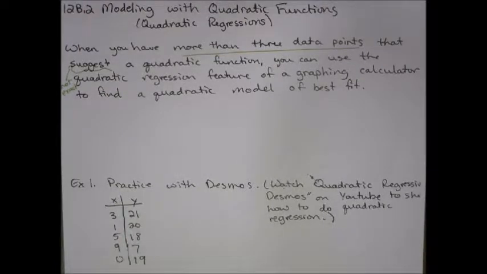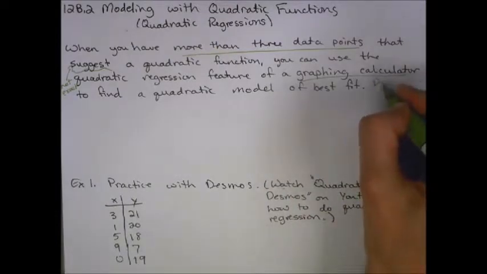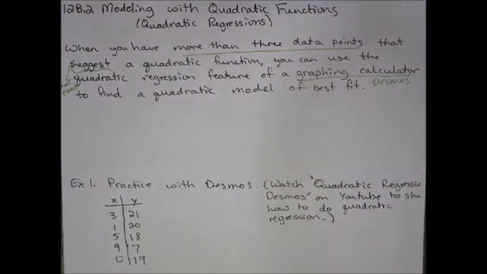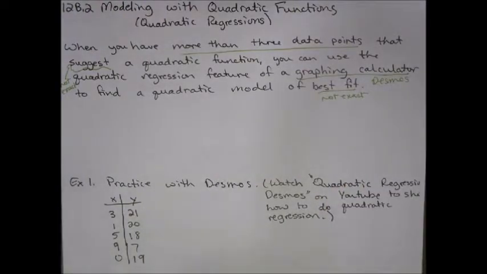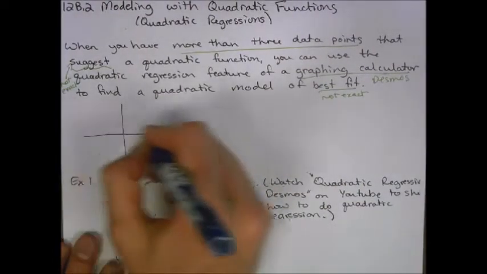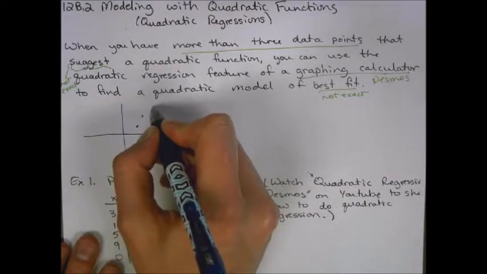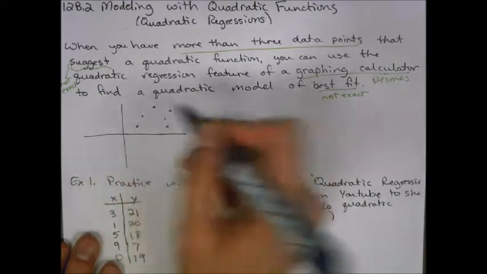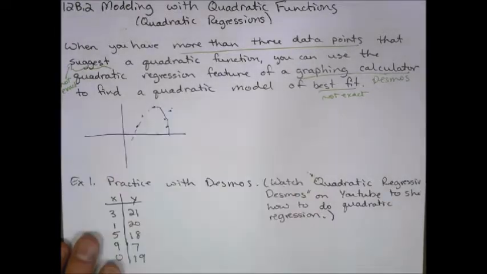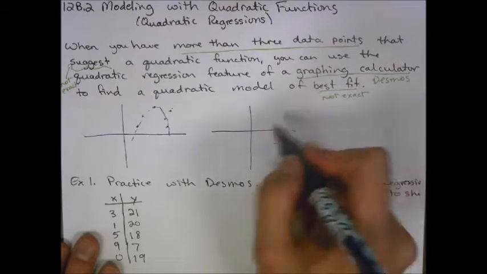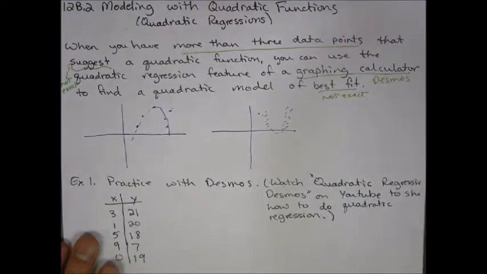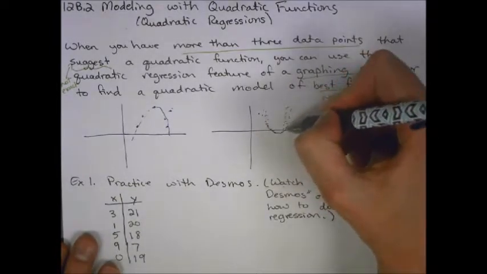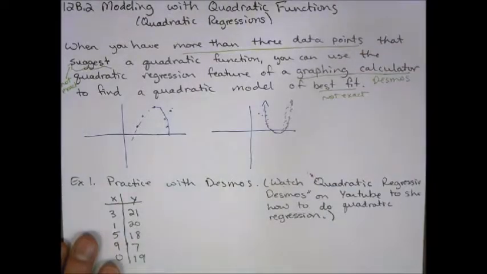We can use the quadratic regression feature of a graphing calculator. We're going to be using Desmos to find a quadratic model of best fit. Best fit, again, this is not exact. It's an approximation. One of our graphs could look like we have points and this one's a little off. So we kind of have a curve here and that one's just a little off. Or we could have something like this, to where it looks like a parabola, but not all the points are going to be exactly on our model.